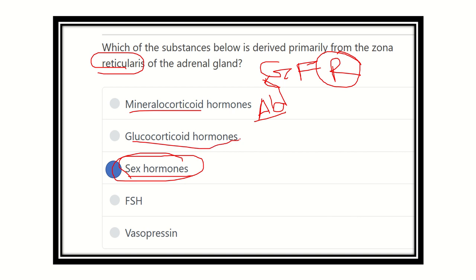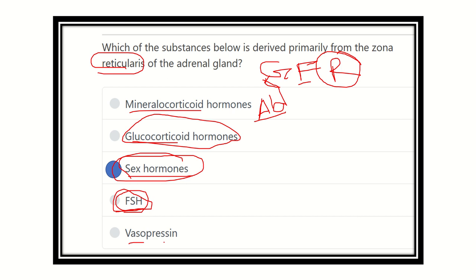Then the glucocorticoid is released from the zona fasciculata, which releases different types of glucocorticoid hormones. The fourth option, option D, is follicle stimulating hormone. This hormone is released from the anterior pituitary gland, and from the anterior pituitary it reaches the ovary and also the testes. In the ovary it causes stimulation of the follicular cells and their growth.